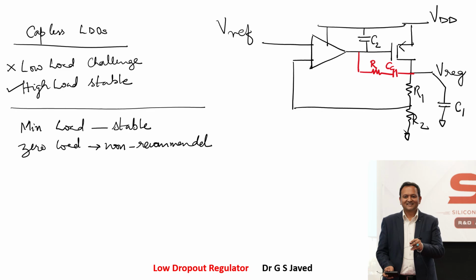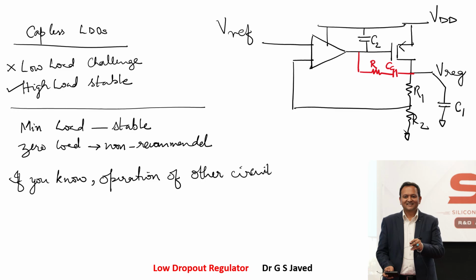Now, with this information, if you get to know the operation of the other circuits on the LDO, or what we call the LDO load profile, we can optimize the performance.